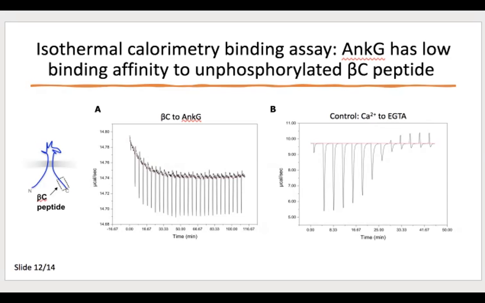And ITC, or isothermal calorimetry, works by detecting the change in heat, which is an indicator of whether a reaction is exothermic and occurs spontaneously. And we can then calculate the binding affinity of the two molecules using this data. And if we compare the resulting curve with the control assay, it was apparent that we didn't detect any binding between ankyrin G and the unphosphorylated beta C. But this was expected, again, because we hypothesized that a phosphorylated beta C is necessary for ankyrin G binding. So our future steps would be to repeat this experiment with the phosphorylated beta C.